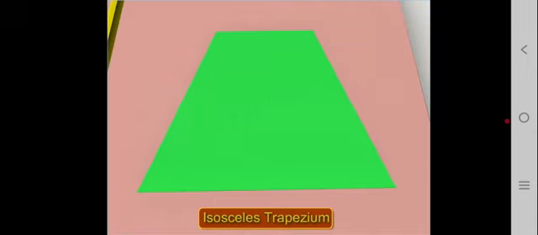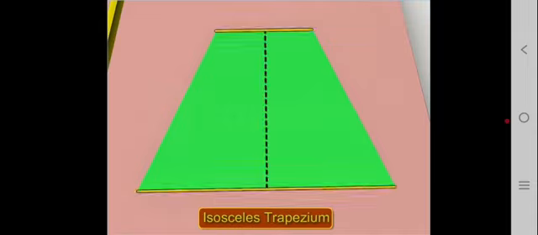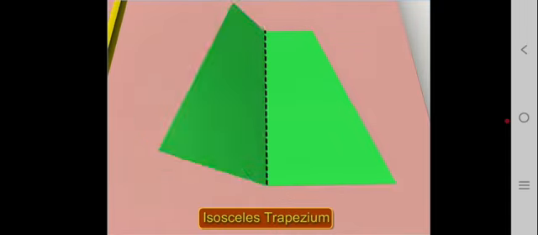Consider an isosceles trapezium. If you fold the trapezium along the line joining the midpoints of its parallel sides, you can see that the two halves of the trapezium are symmetrical, as the two halves of the trapezium fit exactly one over the other.